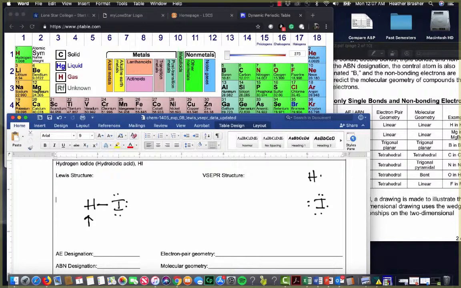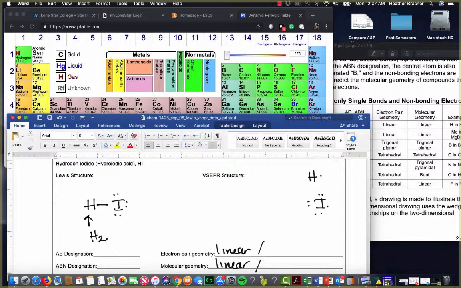So on here, if we're looking at the hydrogen, it would be 1, right? There'd be 0 non-bonding. And so something like this, you would be looking at something like H2. And both of these are the same. So in this case, it would be linear and linear.